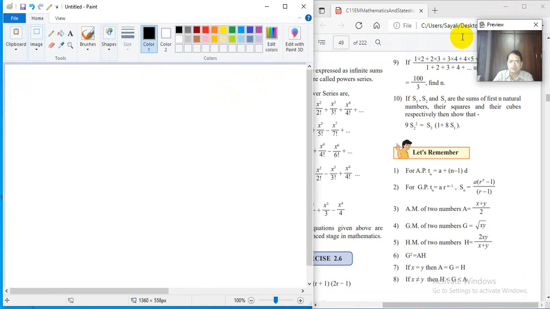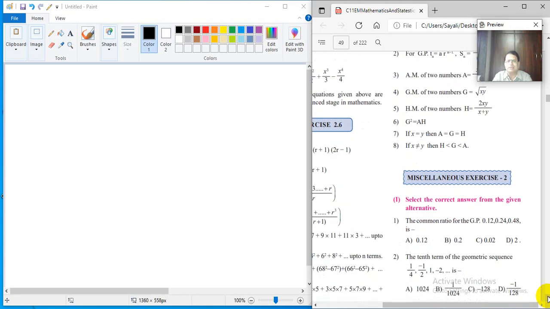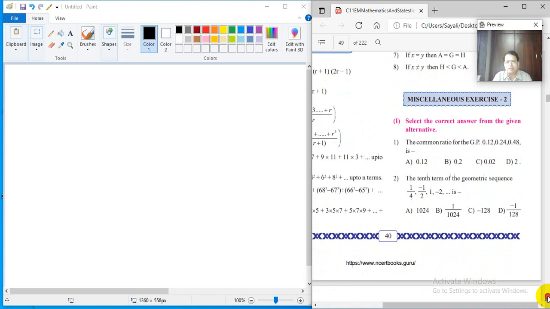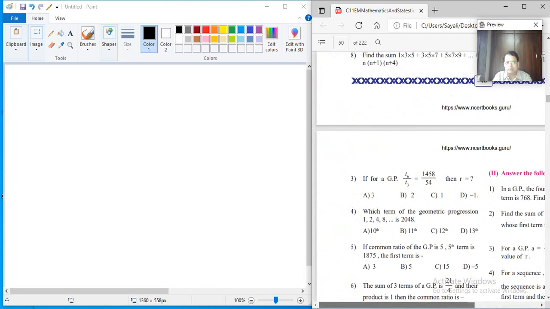Now they have summed up all the theory that you have studied: what is arithmetic progression, geometric progression, harmonic progression, what is arithmetic mean, geometric mean, harmonic mean of two numbers, and the theorem that relates arithmetic, geometric and harmonic mean. All these things are written there as theory, and then the miscellaneous exercise starts. So we can try some problems from it. The first part is objective type questions.